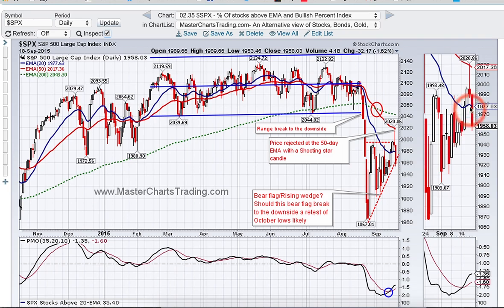So this Thursday, it's pretty clear you can see price tried to go above the 50-day exponential moving average and was clearly rejected right there. This candlestick, Thursday's candlestick, I think is a clear and pretty obvious example of a shooting star candlestick.